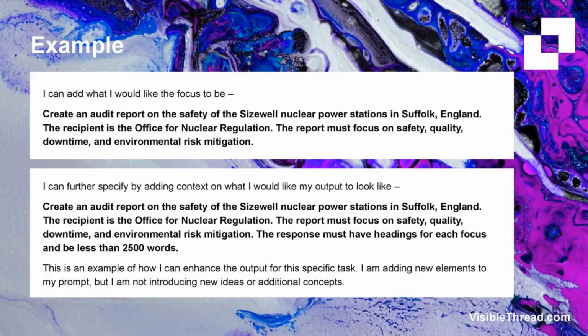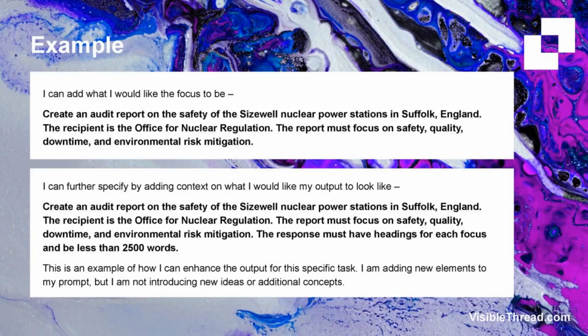But we can continue to enhance that with additional framing. So same front end, audit report, same place, same office, but now we're getting into the actual contents of the report. So the report must focus on safety, quality, downtime, and environmental risk mitigation. An ask like create an audit report is very broad. So it's important that we add information about what we want the focus to be and what things are most important to us. And this bit of context can help to point us in that direction.